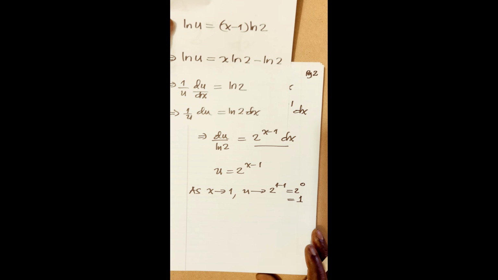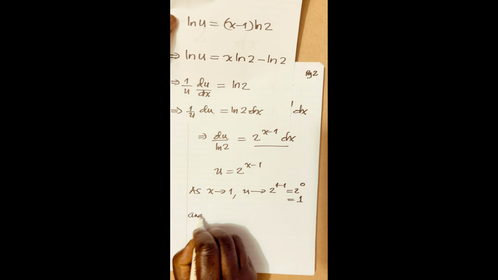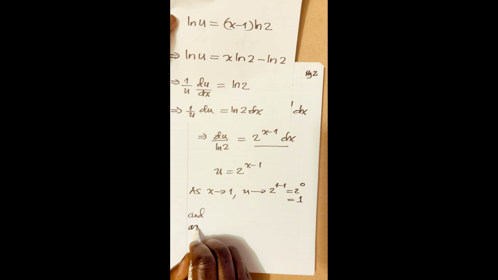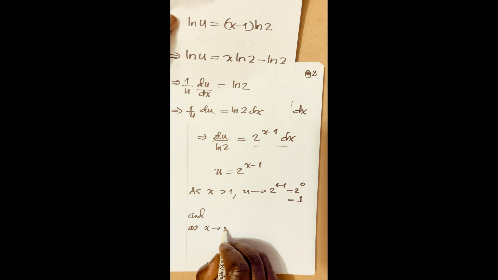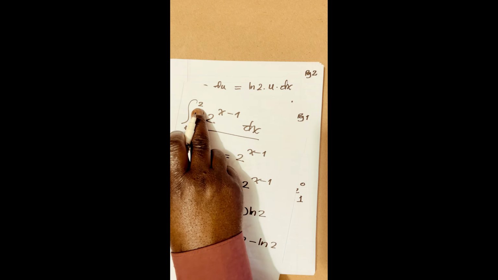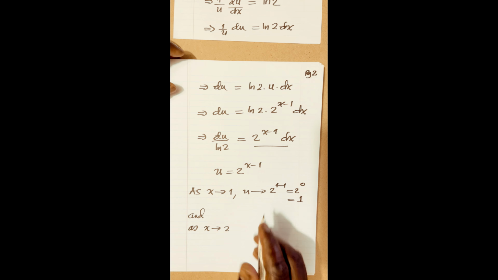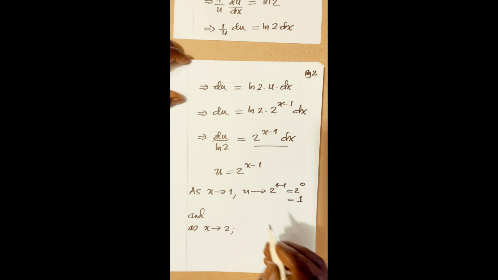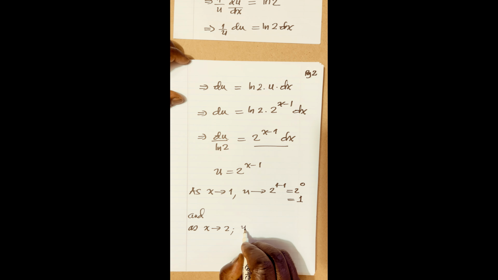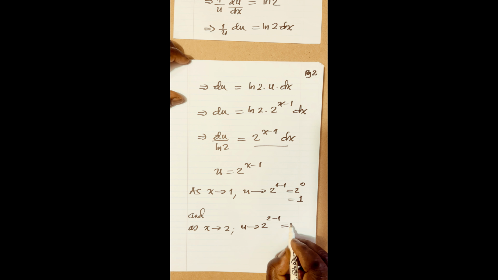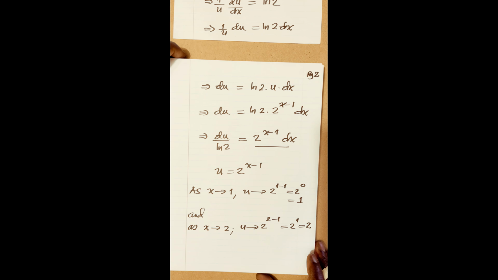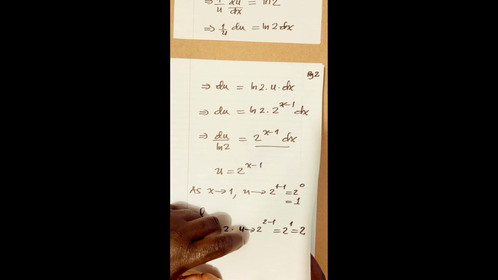Let's check if the upper limit changes. As x approaches 2, which is the upper limit, what does u approach? We're coming back here, we're substituting 2 there. So u must approach 2 to the power 2 minus 1, and the answer is 2 to the power 1, and what is it? 2. So limits of integration actually do not change. And therefore we can say, let me take this to page 3.